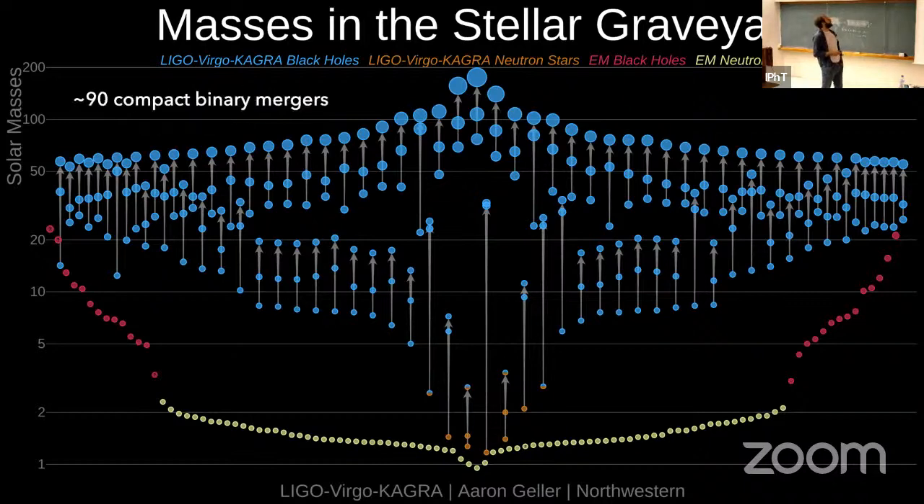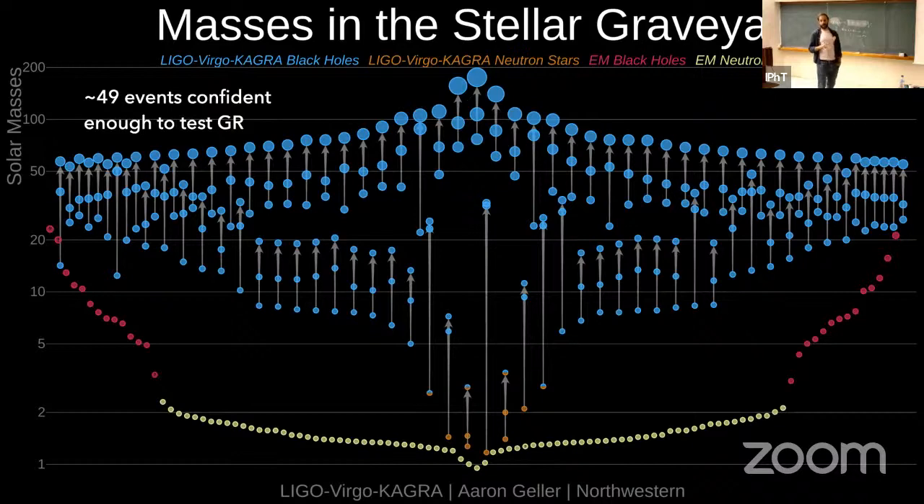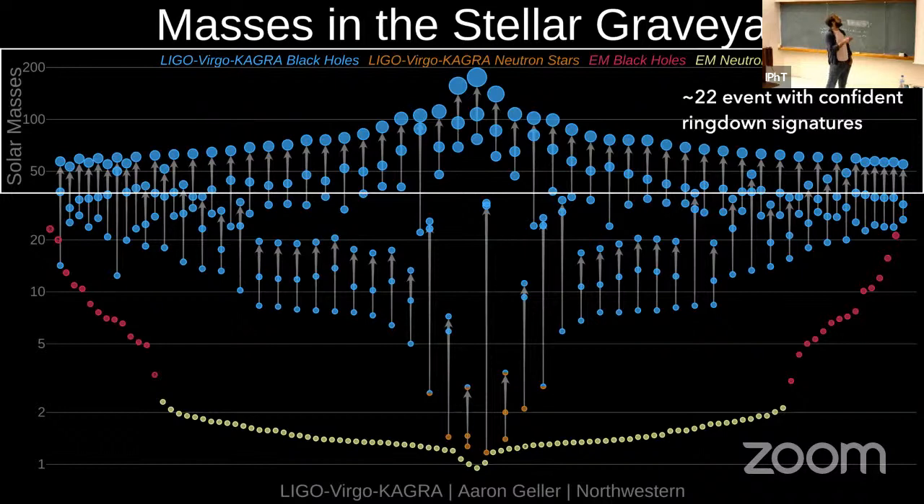Okay, so of all these 90 events, only 50 are good enough to start doing precision physics, so searches for new physics. Especially the top ones, which are the heavier ones, are the ones where we can see ring-down signatures, because we need heavy black holes to give us good, confident enough detections. This just depends on the bandwidth of the detectors.